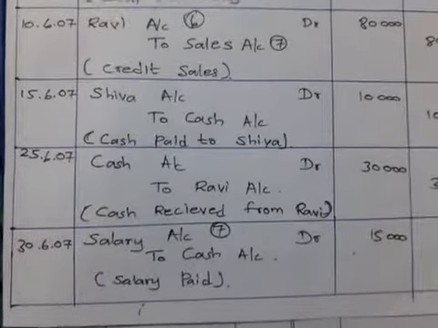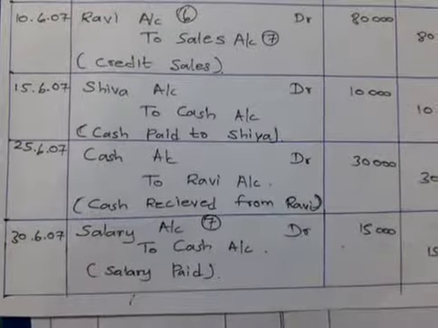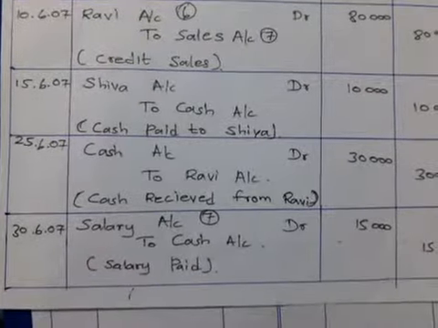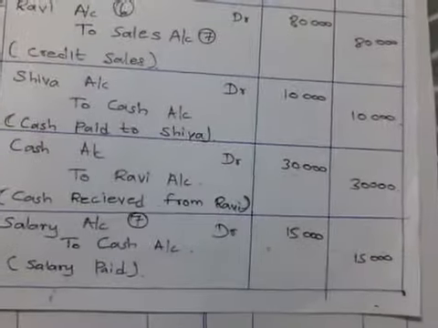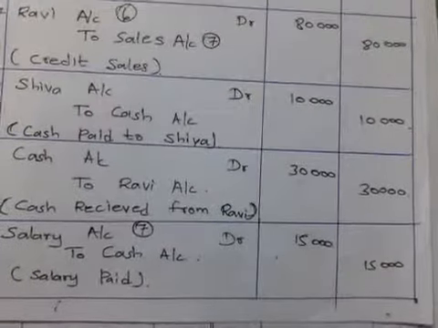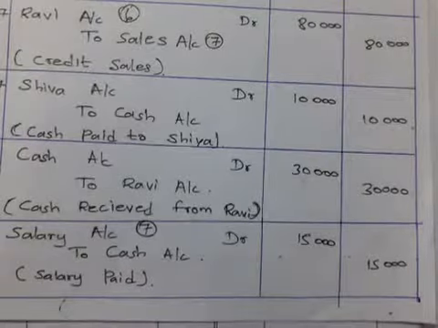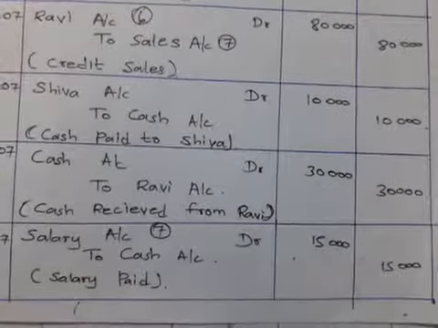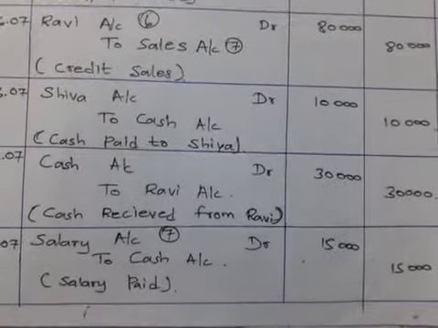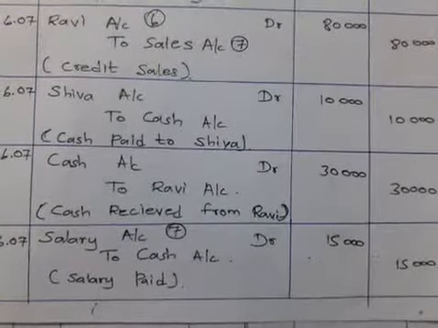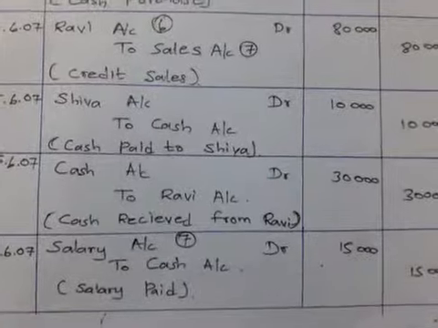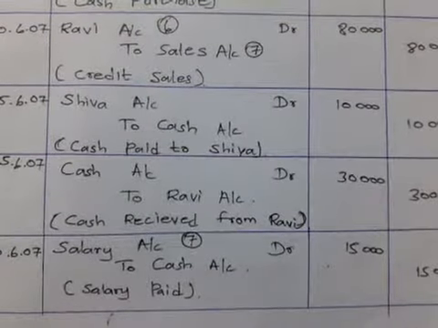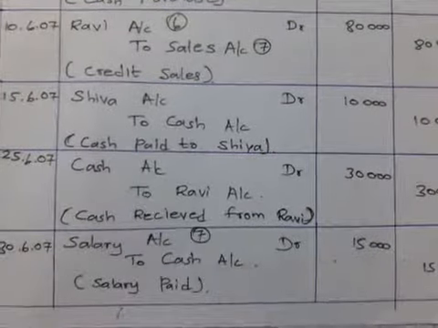In the last journal entry, it says about the salary payment. So in this case, we are paying cash. Cash is going out. So the cash is decreasing, and salary is an expense type of account of the firm. So whenever an expense type of account increases, we have to record in the debit side of that particular ledger account.